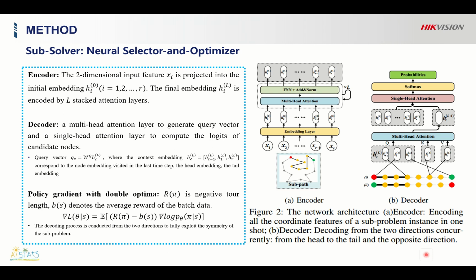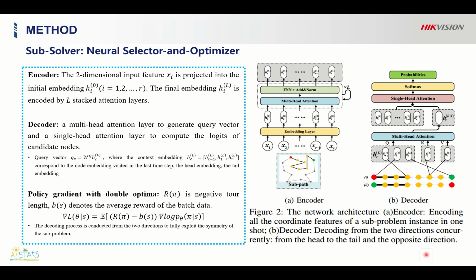We use a multi-head attention layer to generate the query vector and a single head attention layer to compute the logits. As we can see here, the query vector is calculated on the context embedding HC superscript L. This context embedding is a concat of 3 embeddings, corresponding to the node embedding visited in the last step, the head node embedding and the tail node embedding. In fact, we find the tail node embedding is very helpful.